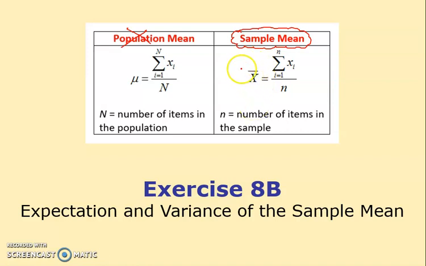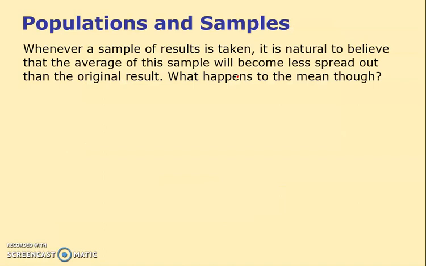But you essentially notice the difference in the notation. The population mean is mu, whereas the sample mean, we always write x bar. And we are looking at this sample mean today, and at the expectation and the variance of the sample mean. So whenever we have a sample of results, it is natural to believe that the average of this sample will become less spread out than the original result. So let me just see if that seems fair.